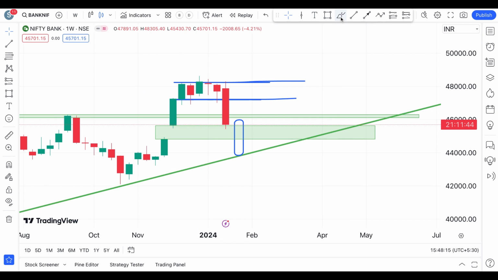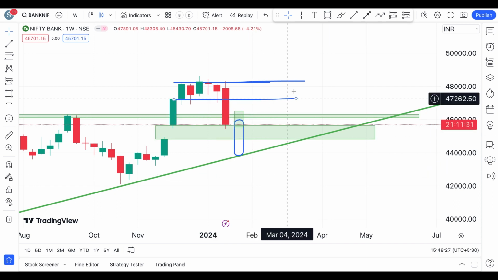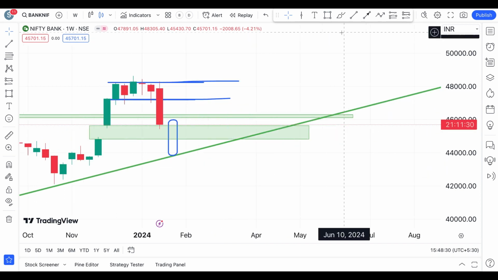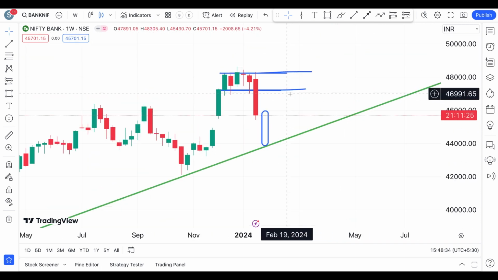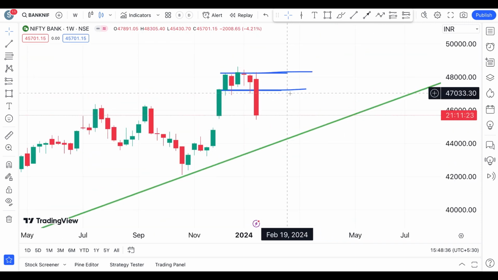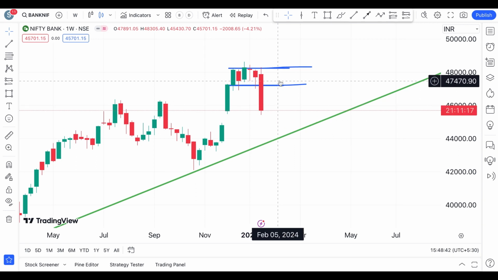Now for the next week, if you see any good candle taking support from this area, from this range, and forming as a green candle giving us a close above this region, then we are good to expect Bank Nifty towards the upper side again. But if that's not happening, then we are in big trouble with the Bank Nifty on a weekly chart.